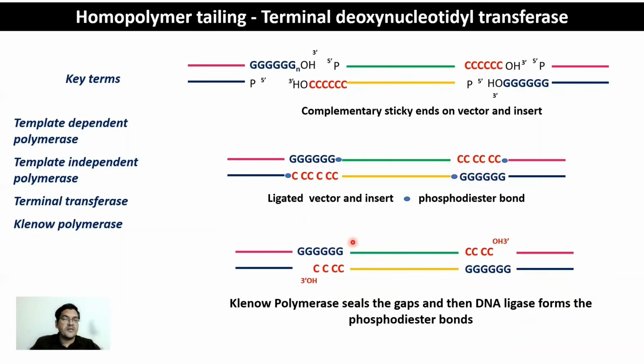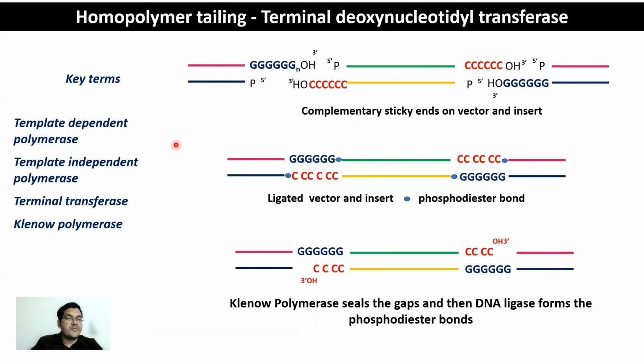Homopolymer tailing is essentially to generate sticky ends, and generally it is the same nucleotide that is added multiple times at the 3' end of the insert and the 3' end of the vector, and you very intelligently introduce complementary nucleotides so that the sticky ends generated in the insert and the vector are complementary to each other, and therefore they allow easy formation of phosphodiester bonds. In case there is a mismatch in the number of cytosines and guanines added, or the number of nucleotides in the vector and the insert at the 3' OH end that you've added using terminal transferase, you can use Klenow polymerase to first fill the gap, and once the gap has been filled, you can join them together using DNA ligase.